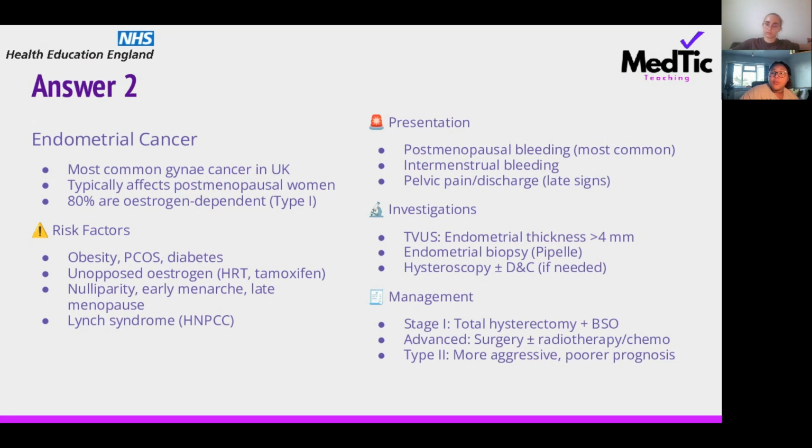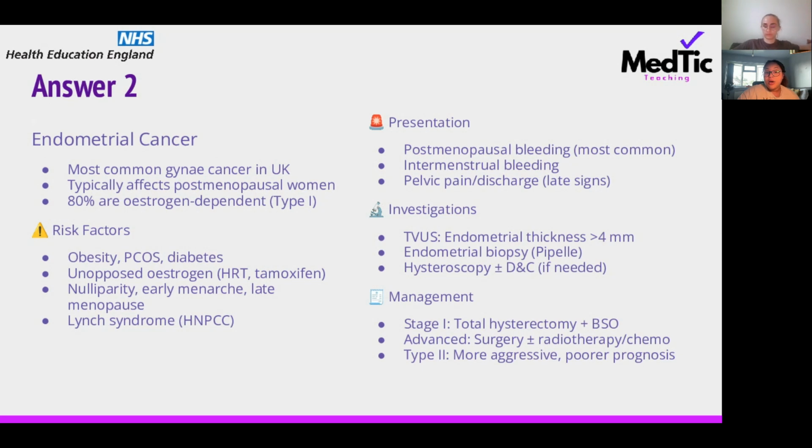So, if you've got a woman who has a previous history of breast cancer, it's always important to ask if they're on any anti-cancer medication following their initial diagnosis. Other risk factors are women who haven't had any children, but also, at the opposite end, young girls who have started their periods early, and also late menopause, and then Lynch syndrome.